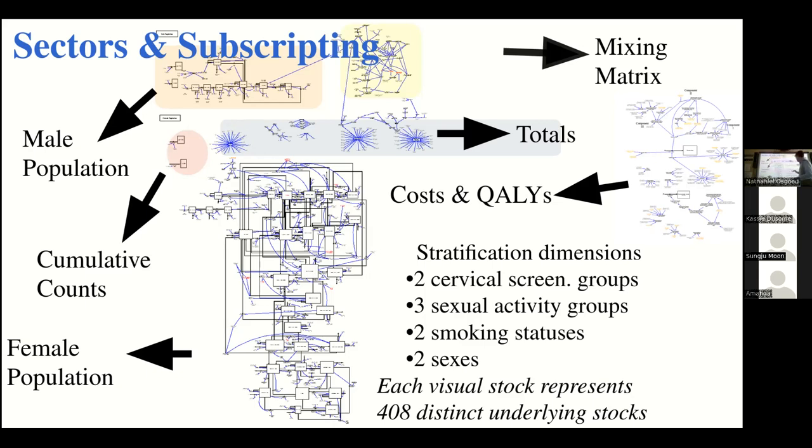We have several different divisions we're interested in, different sexes for sure, subdivided male, female, but different cervical screening groups, cervical cancer screening groups, three sexual activity groups because it's spread sexually, two smoking statuses, and each visceral state variable stock here represents a perfusion of actually distinct underlying stocks, so 408 in this case.